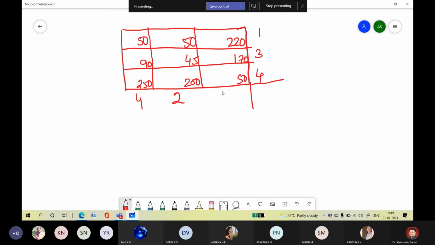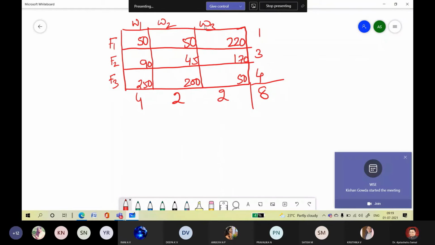Check whether it is a balanced transportation problem. Obviously, it is a balanced transportation problem. So we have factory 1, factory 2, factory 3, and warehouse 1, warehouse 2, warehouse 3. So this is always a balanced transportation problem. Now, this is the first method they'll give you in the exam.